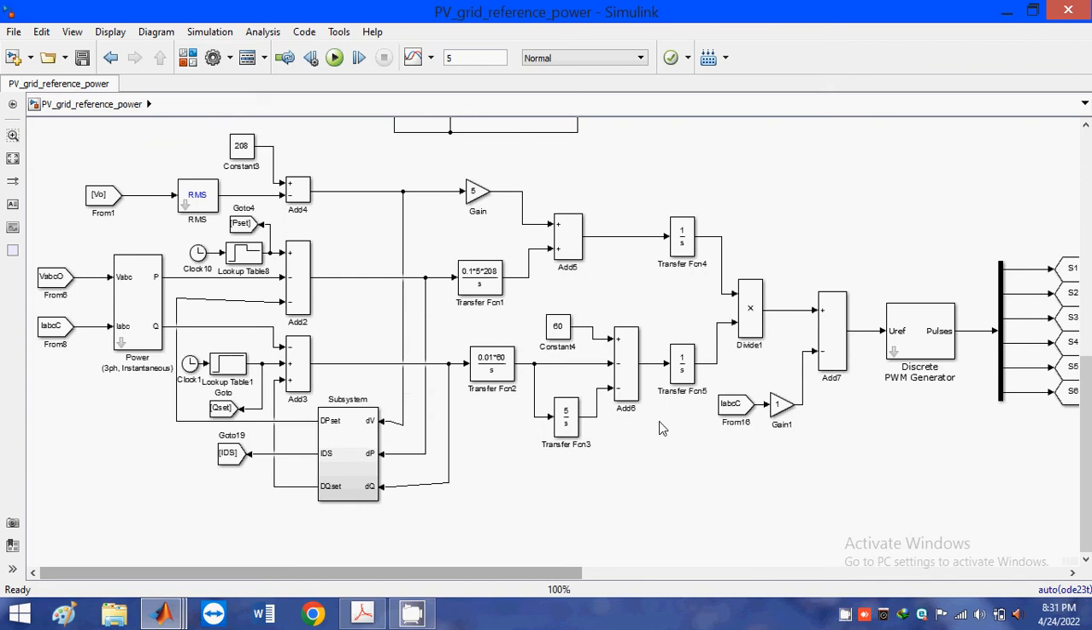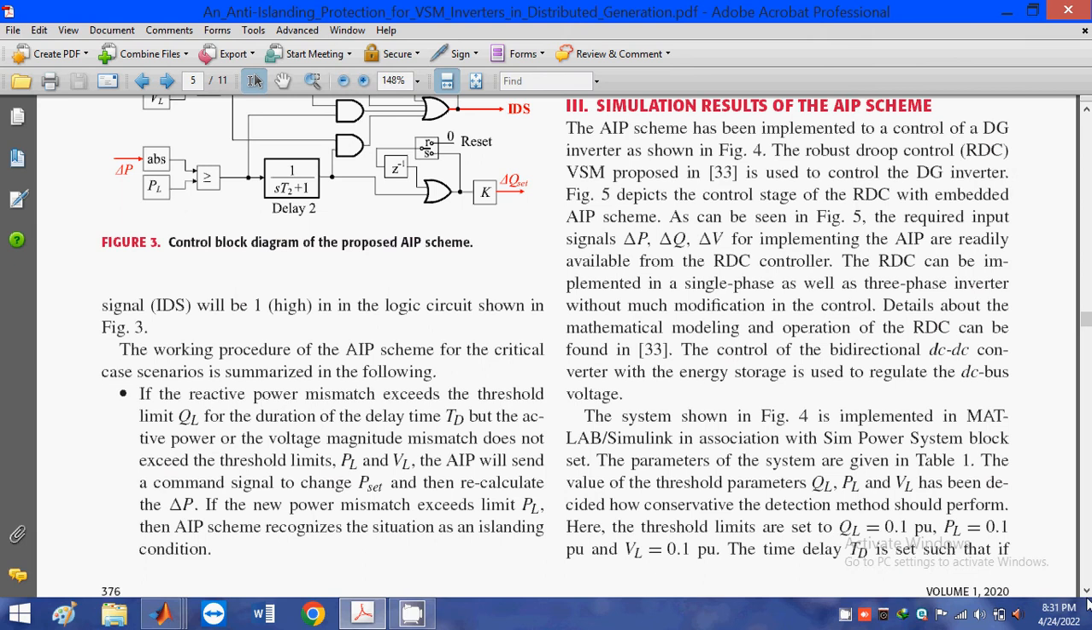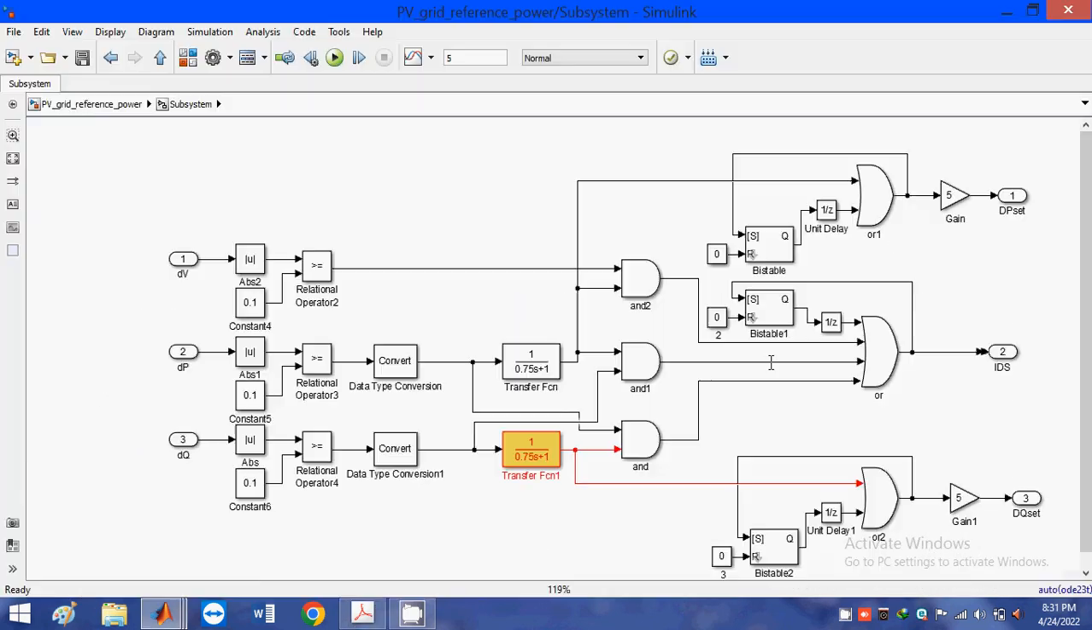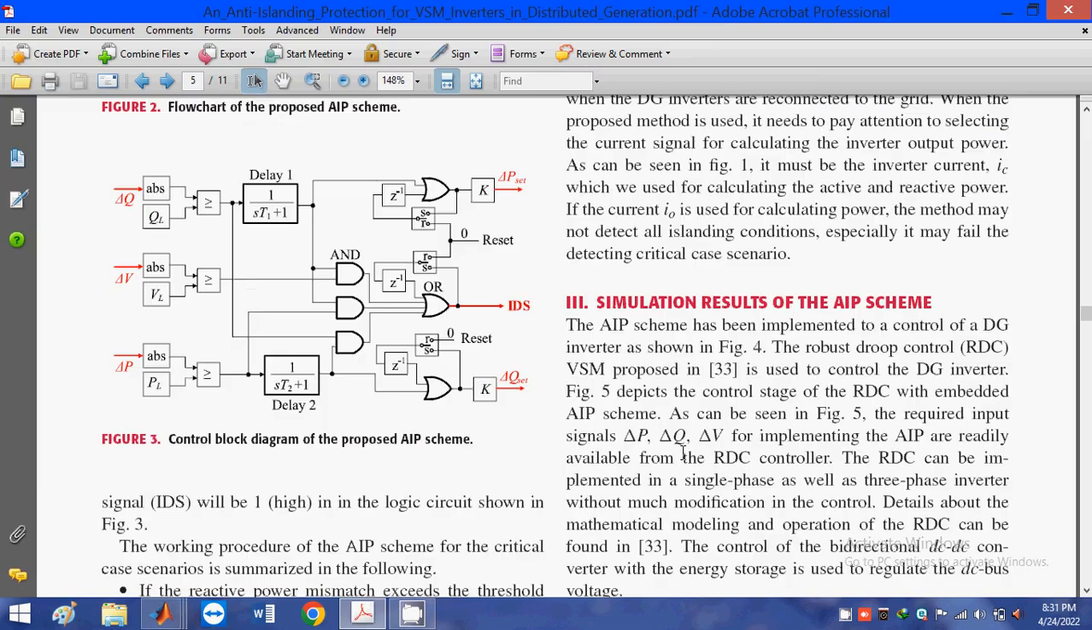So this is the overall robust droop controlling scheme. In the subsystem we have the anti-islanding protection scheme, which is similar to figure number 3. In figure number 3 we have these logical operators. That's why here also we are using logical operators AND, OR, and also bistable flip-flops. So for detection of islanding mode, we require this extra design for the proposed scheme. So come to the simulation results.